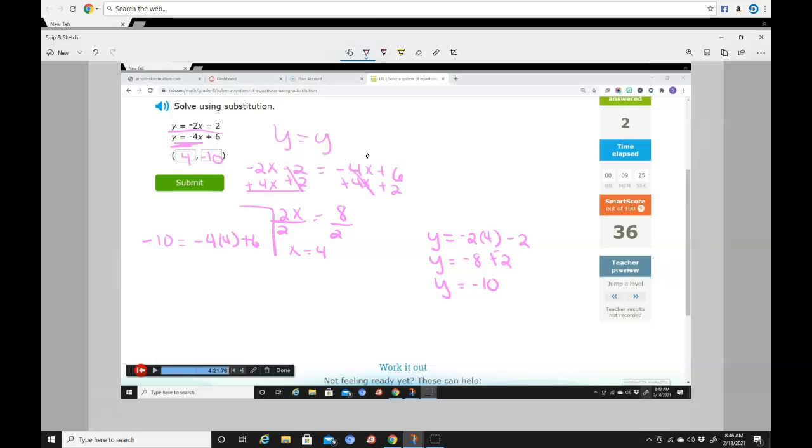Don't get that mixed up with my other problem there. So it would be -10, and this would be -16 plus 6. Remember, both sides have to equal -10, so I do the additive inverse, so that would be -10 here. So both sides equal each other, so that would be a good solution to our problem.